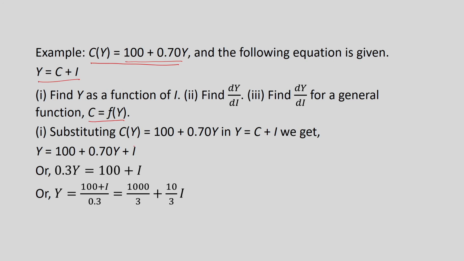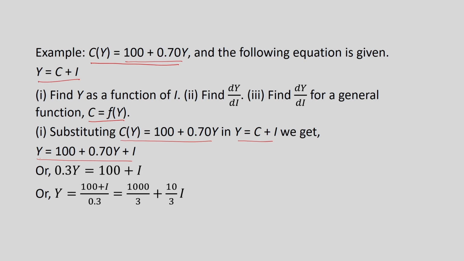So, we substitute this particular function which is given to us, the consumption function, into this macroeconomic identity y is equal to c plus I, and if I do that, I get this: y is equal to 100 plus 0.7 multiplied by y plus I, right.